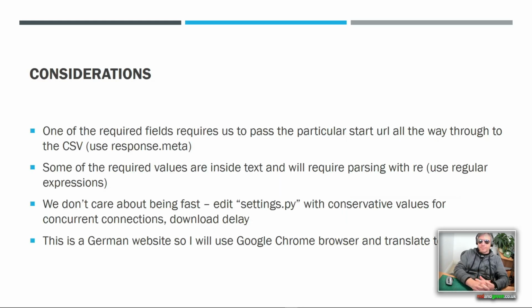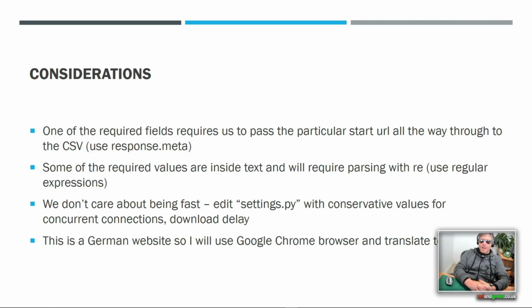One of the requirements is to pass a particular start URL all the way through to the output. So if we're scraping the link for apartments, we want to record that in the CSV. If we're scraping houses, same thing.